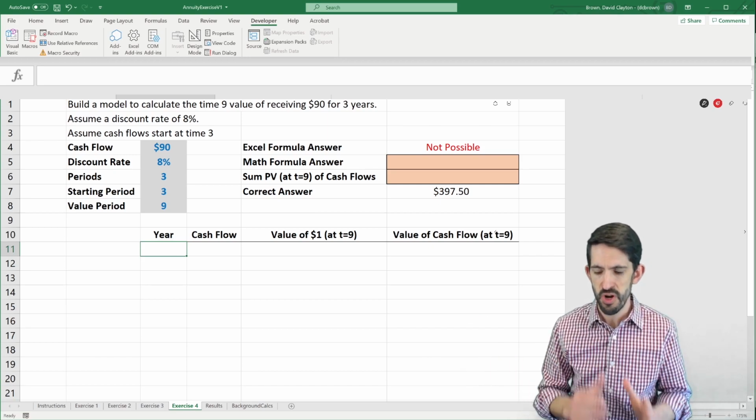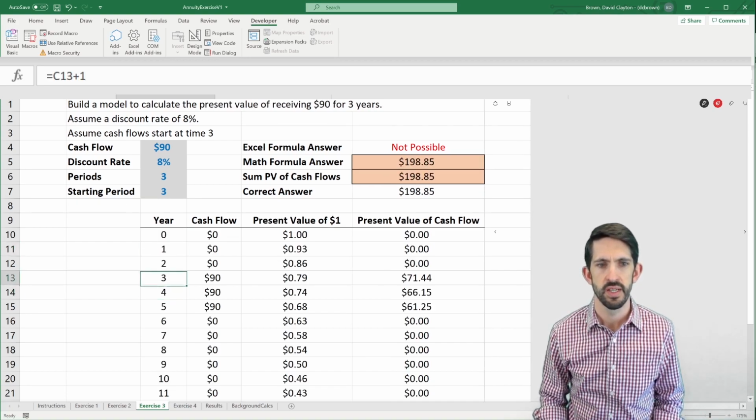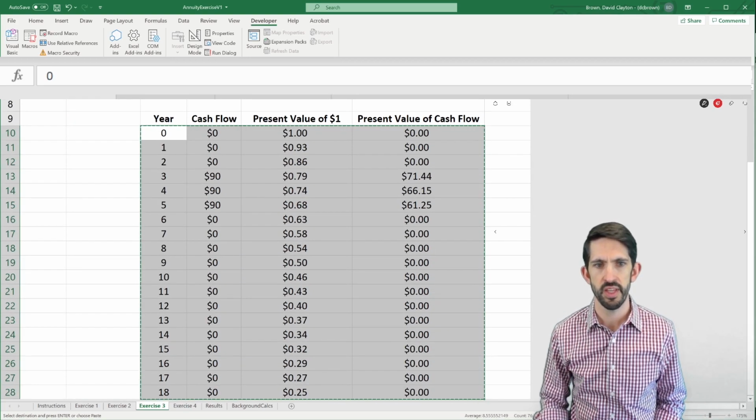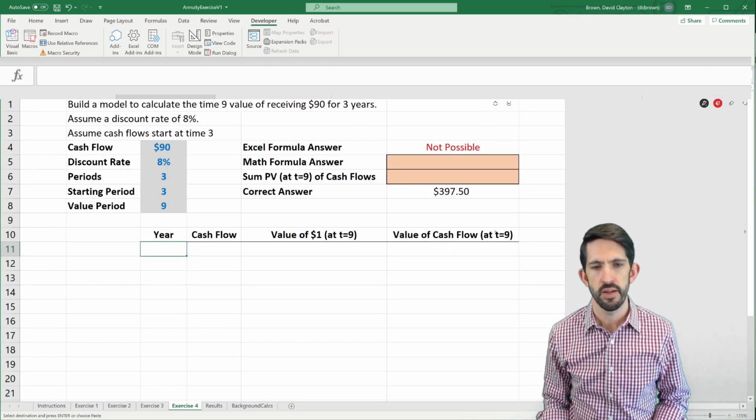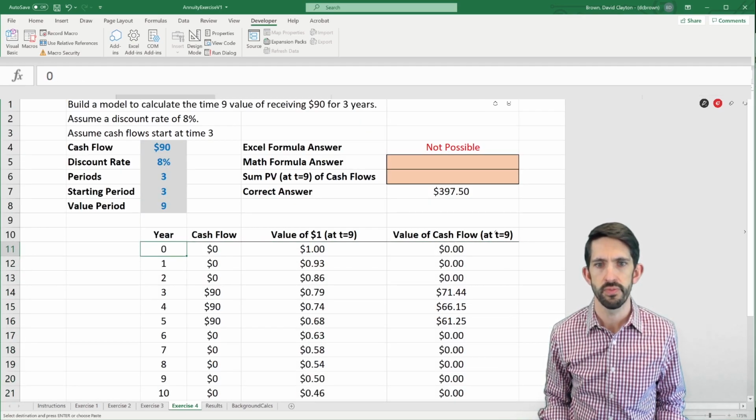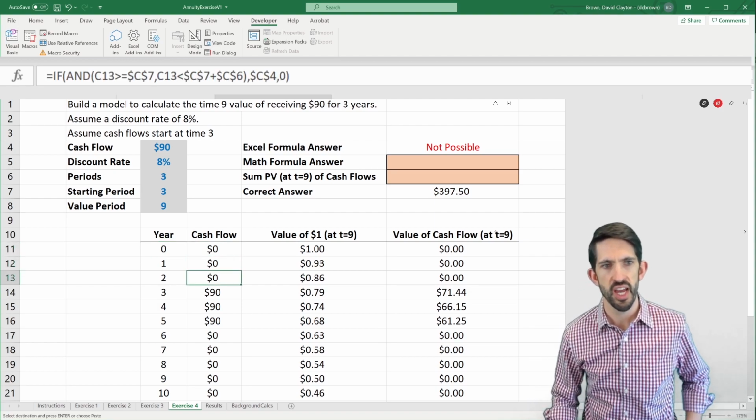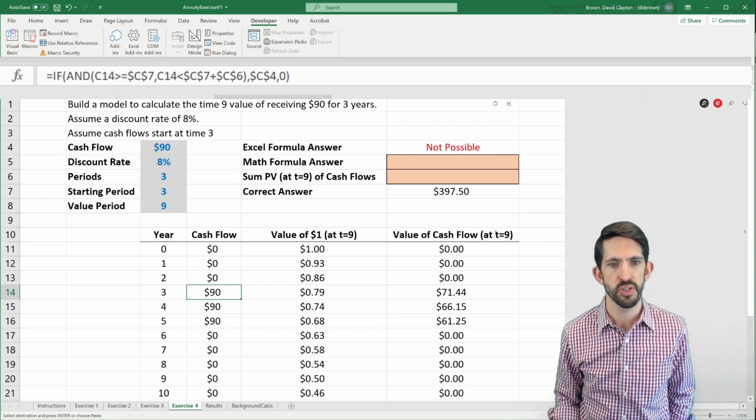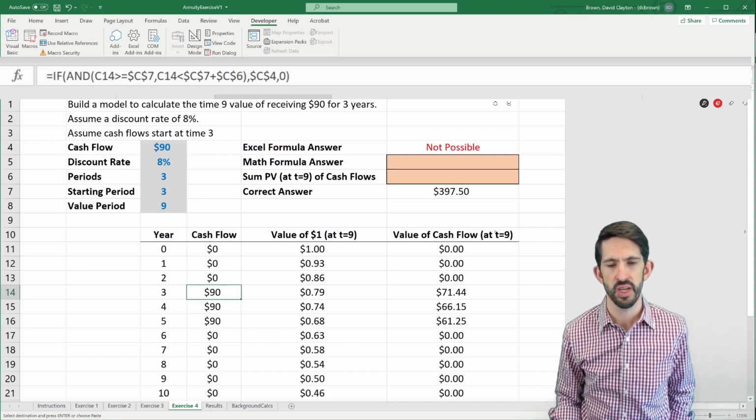Let's start out by going to the previous exercise. We're going to take our model there, copy that and paste it in our new spreadsheet. In this spreadsheet, we see our cash flows are in the right spot. They're in periods 3, 4, and 5, so that looks okay.